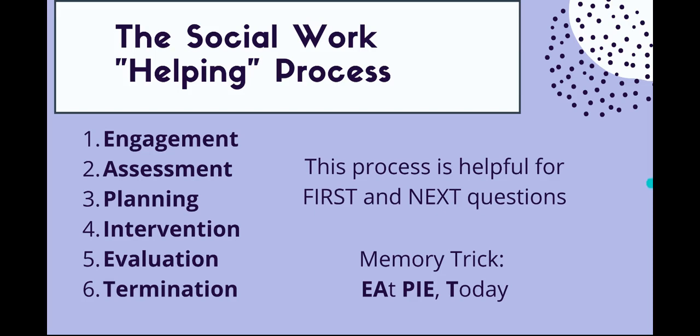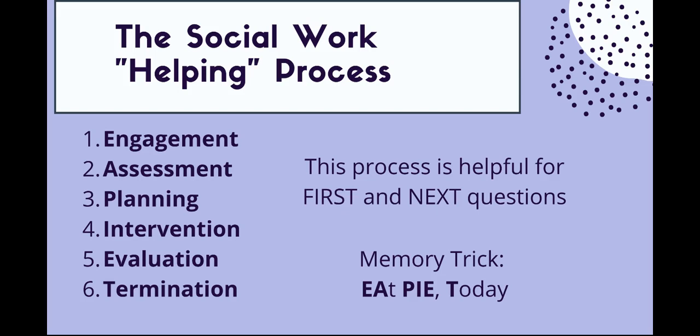So you might be asking yourself, what is the social work helping process? You may have also heard it referred to as the generalist model, but basically what this helping process is, it's a series of steps that we as social workers use to work with clients when we're helping them resolve their issues or problems, right? We have to have a starting point and we have to have an end point. So I will explain why this is helpful for first and next questions.